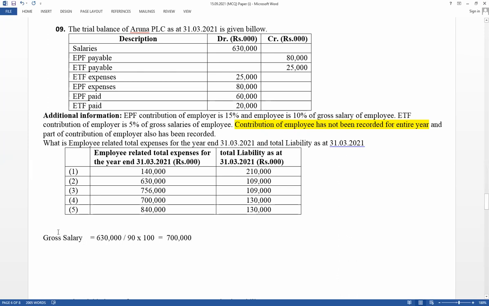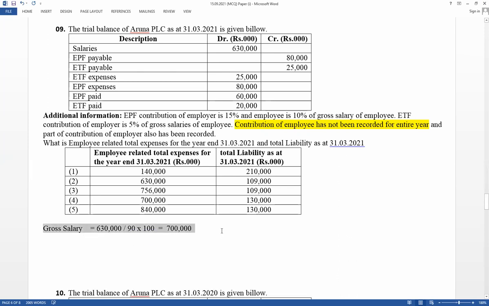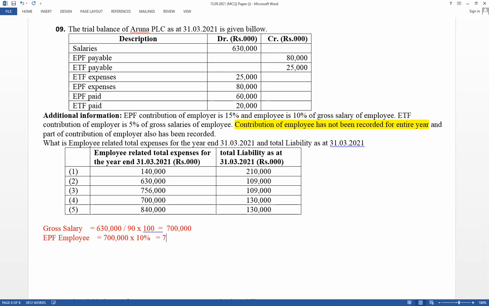Then try to calculate EPF contribution of employer and employee, based on gross salary. EPF employee contribution 10%. Value should be calculated based on gross salary. Contribution of employee has given 10%, value equals 70,000. Now let's calculate EPF employer, also based on gross salary, 15%. Gross salary 15% equals 700,000 into 15%, 105,000.